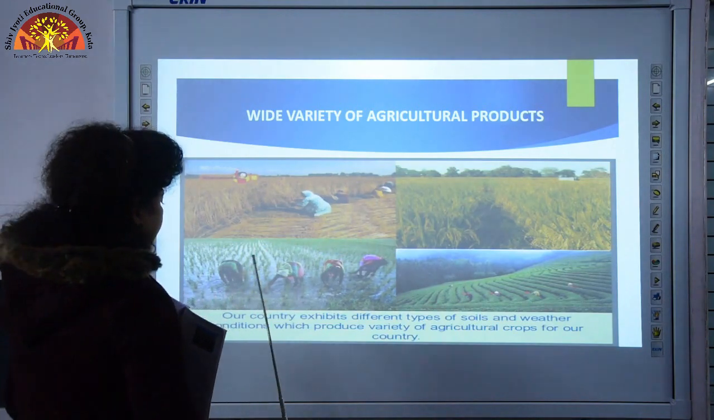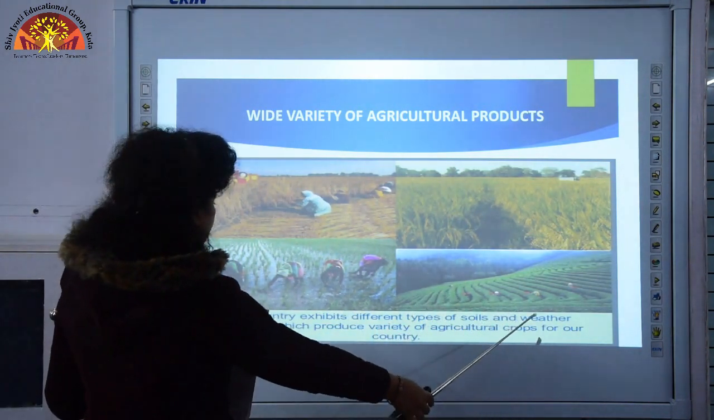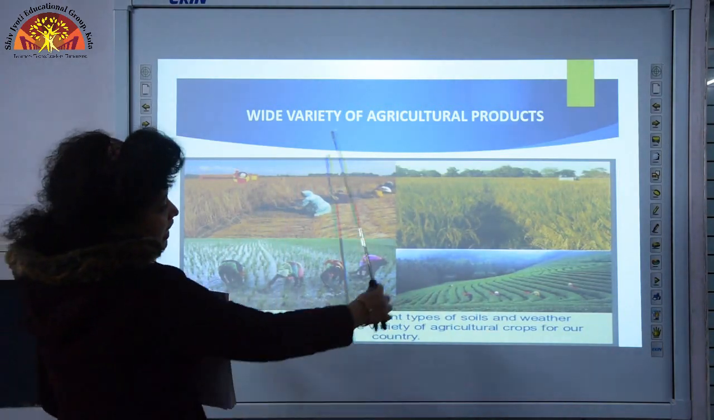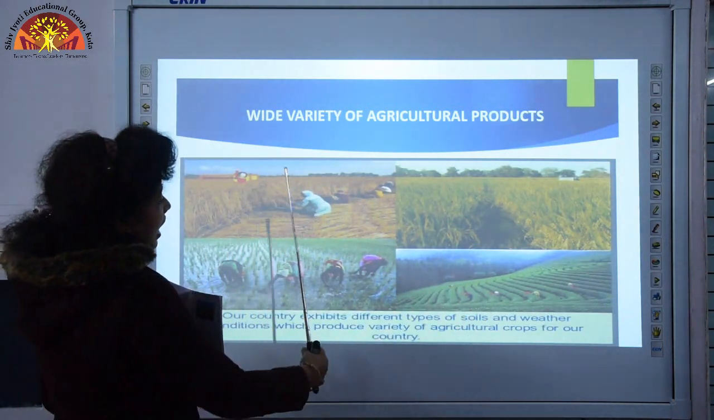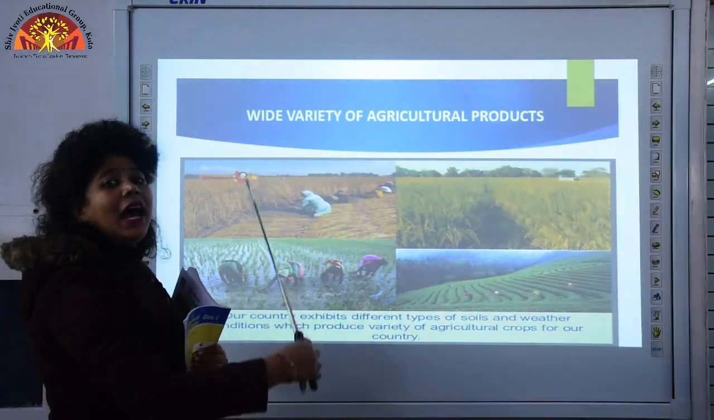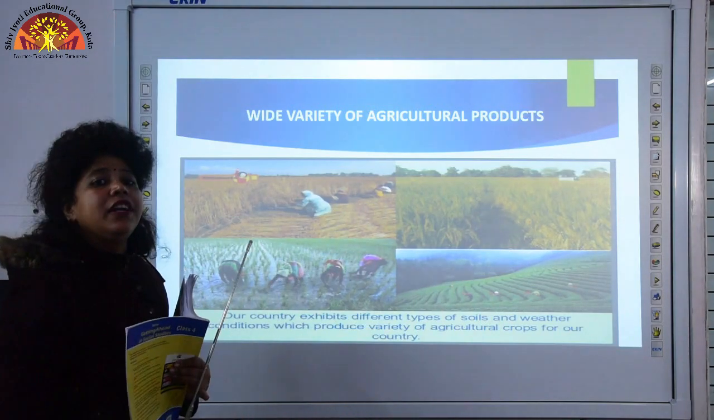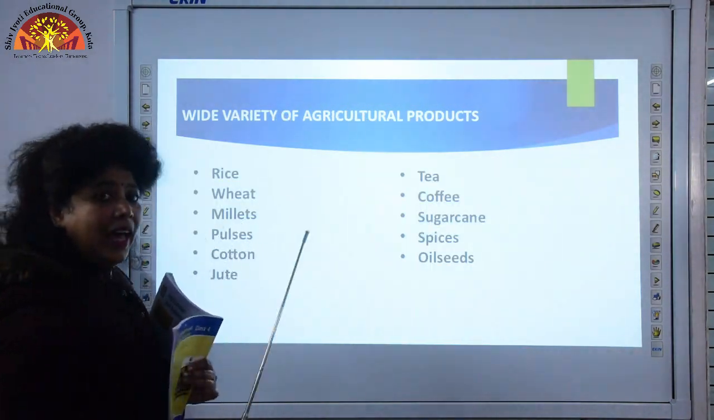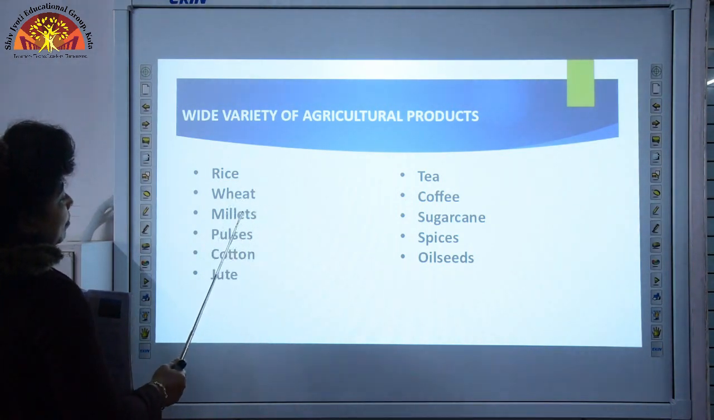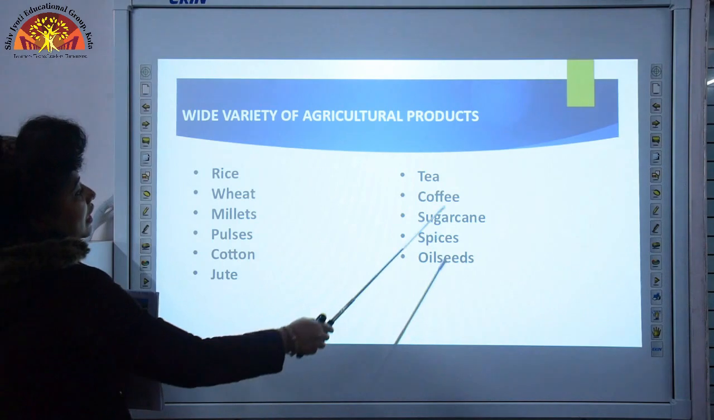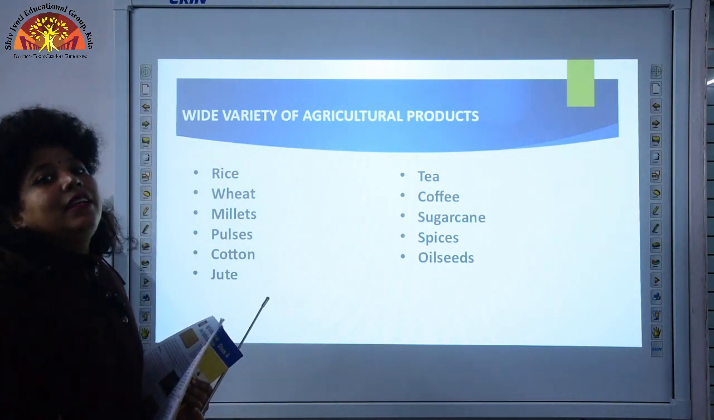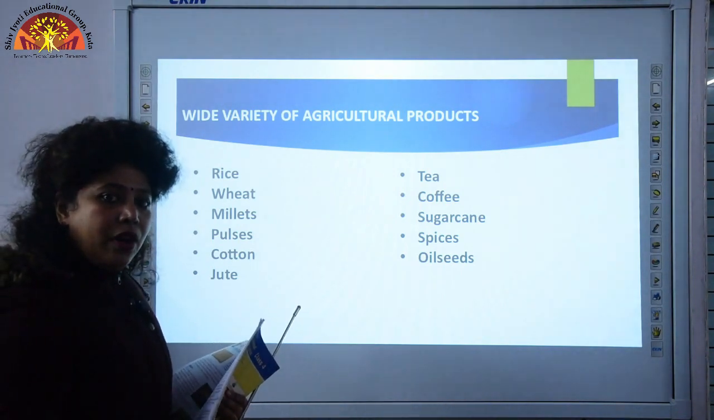Our country exhibits different types of soils and weather conditions, which produce a variety of agricultural crops. Different parts of our country have different types of soil and weather conditions, and these are suitable for different types of agriculture. India has a wide variety of agricultural products such as rice, wheat, millets, pulses, cotton, jute, tea, coffee, sugarcane, spices and oilseeds. Let us discuss these in detail.